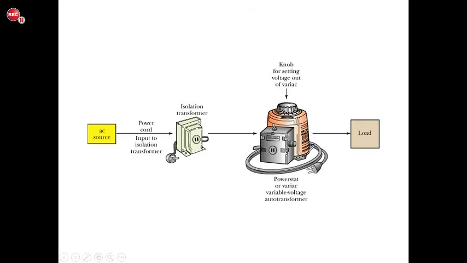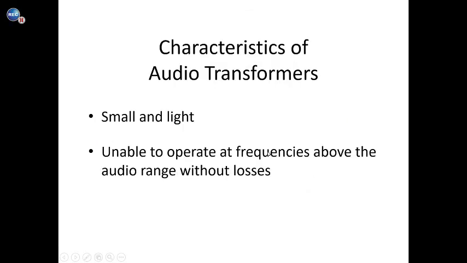The variac is a type of transformer that only has one winding and a knob that you turn. When you turn the knob, you're adjusting the wiper along the coil, and so the output voltage is variable depending on where you set the knob to be. So the variac plugs into the isolation transformer, and then the load plugs into the variac.